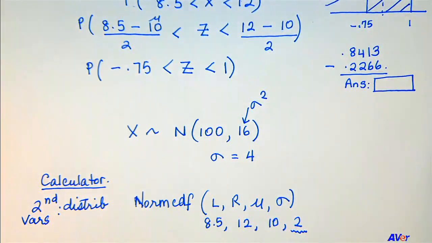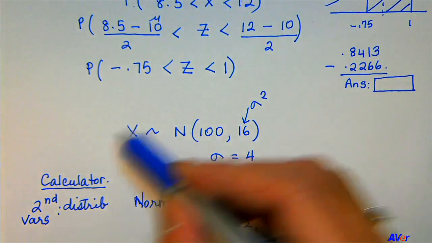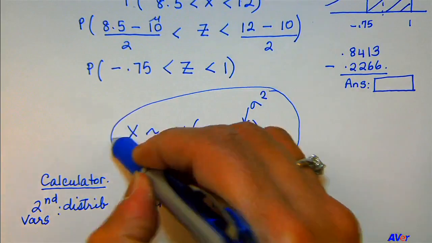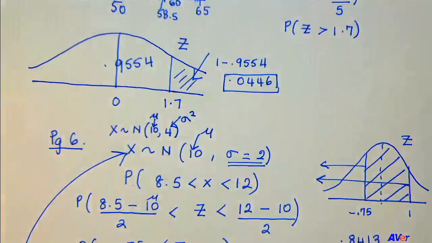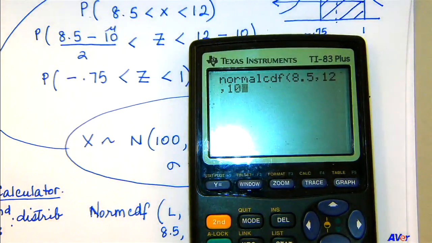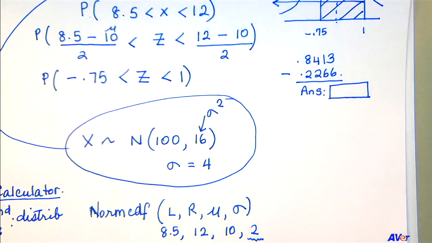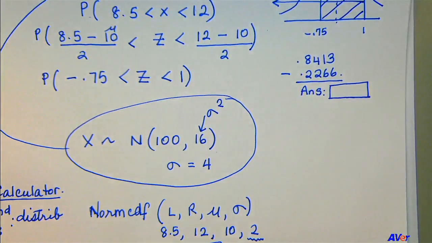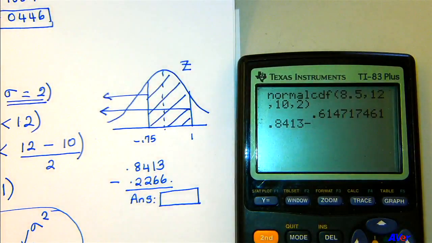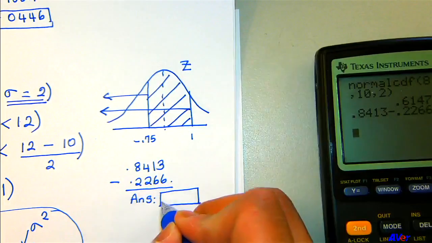Sorry, mu was 100, right? I'm sorry, there's two different problems here. There's this problem, which I'm not doing right now. I am doing that problem up here. So mu is 10 and sigma is 2. The answer is 0.6147. And the answer we got would have been 0.8413 minus 0.2266, which gives me 0.6147 also.